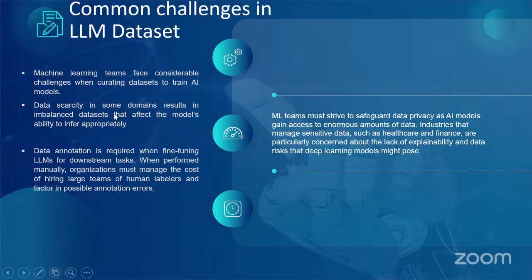This issue arises due to data scarcity. Since we don't have much data, and whatever data we have is also imbalanced. After that, we have one more challenge: data annotation is required when fine-tuning the LLMs for downstream tasks. Manually, we have to annotate the data when fine-tuning the LLMs for downstream tasks. Like whenever we are dealing with images, we have to do the data annotation, and we have to do it manually.